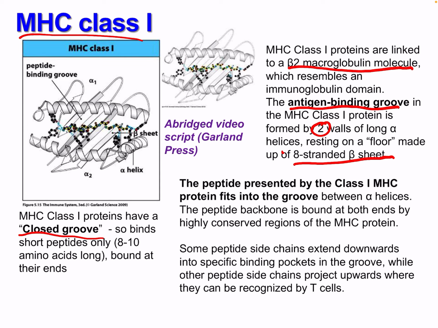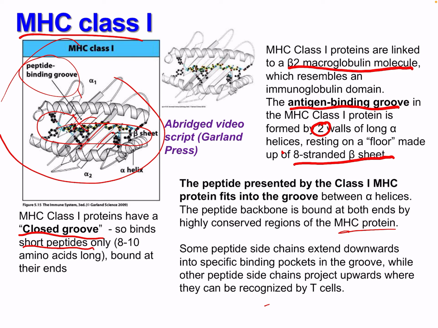The peptide backbone is bound at both ends by highly conserved regions of the MHC protein. Some peptide side chains extend downwards into specific binding pockets in the groove, while other peptide side chains project upwards, where they can be recognized by T cells. So here again, the peptide binding groove. We have our short peptide in the beta sheet. Again, it binds short peptides, only 8 to 10 amino acids long, bound at their ends.